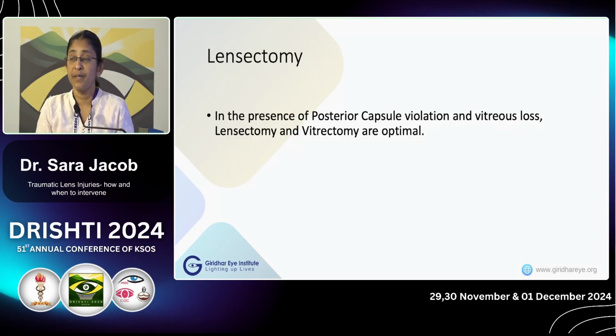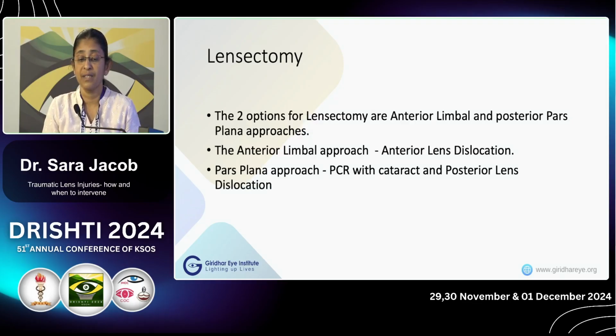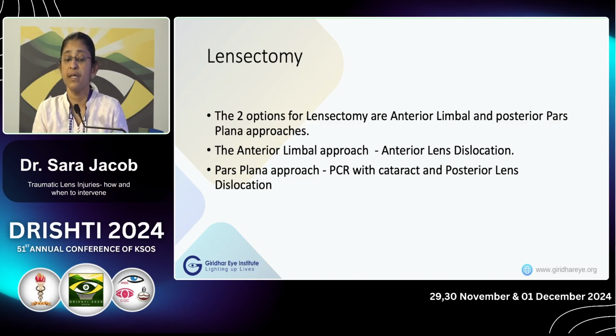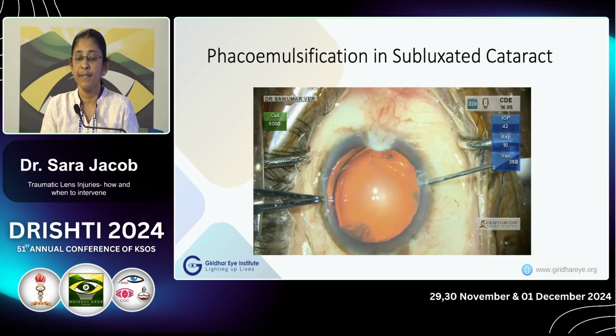Lensectomy and vitrectomy are definitely optimal when there is PC rent and vitreous loss. This is because the instrument cuts and doesn't pull, and so it doesn't cause any peripheral retinal breaks. The two options for lensectomy are anterior limbal and the posterior pars plana approach. The anterior limbal approach we can do if there is anterior lens dislocation. The pars plana approach is preferred when there is posterior capsular rent and posterior lens dislocation.